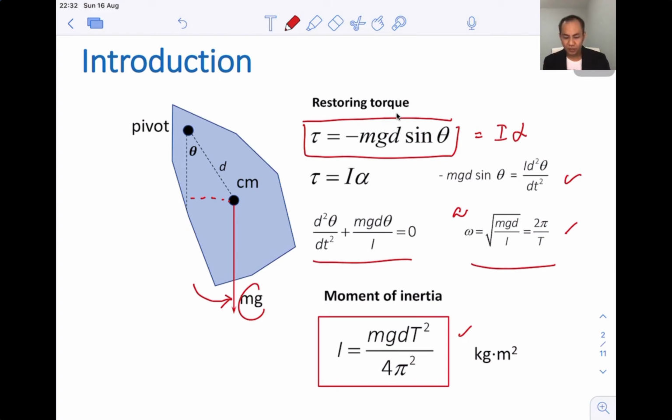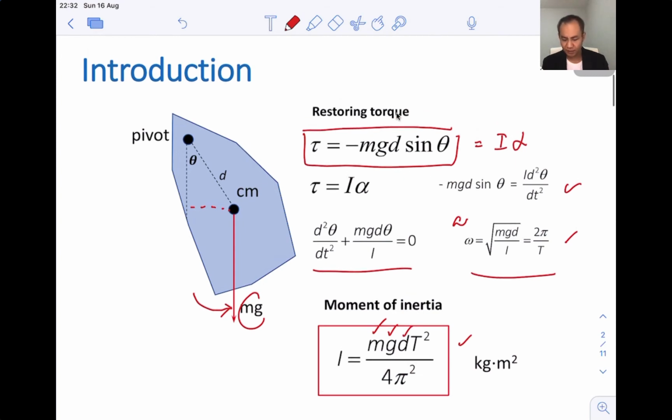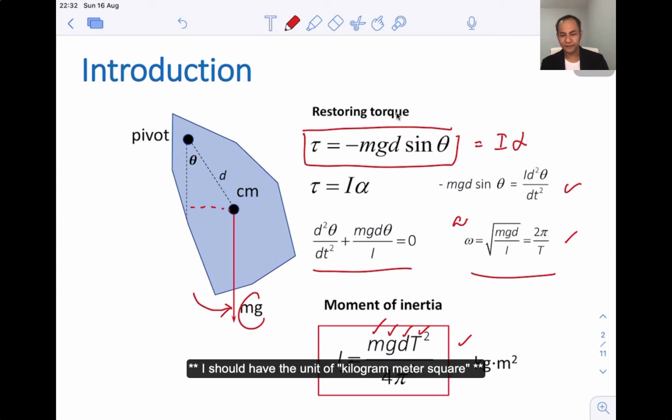It means that if we know the mass, the gravitational acceleration g, which is around 9.8 meter per second squared, and d we can know from the measurement, and also T is the period of rotation, which we can also measure from the experiment, so we can determine I. So finally, if we know I, we can compare with some other theory. I will have the unit of kilogram meter squared.